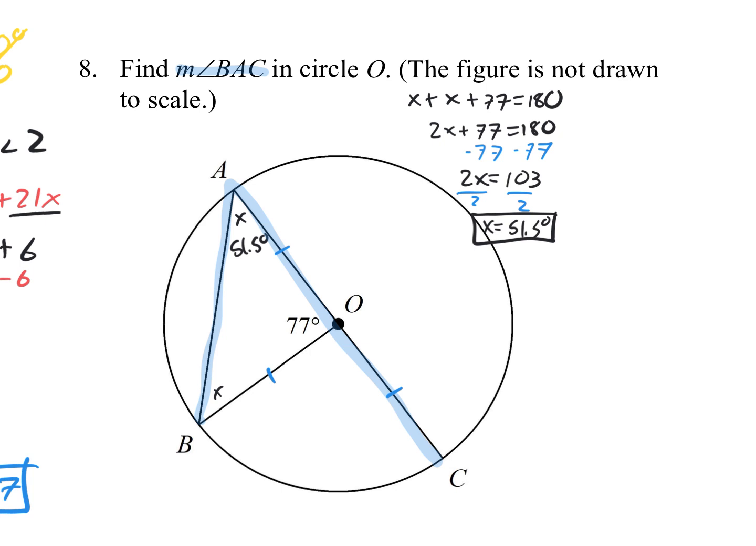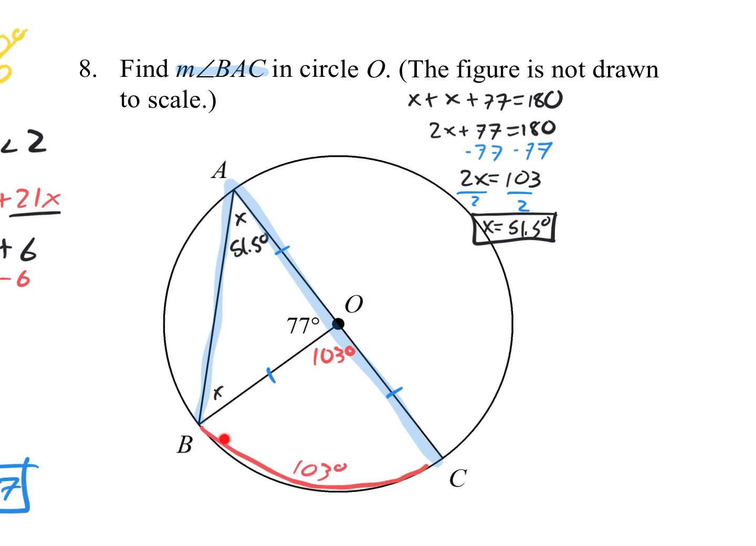The other way to do it, and we'll get the exact same answer, is this. This is a straight line. If this is 77, this angle right here must be 180 minus 77. Look, we already did that math here. 180 minus 77 is 103. And remember, central angles and arcs are the same. So this is 103 degrees.